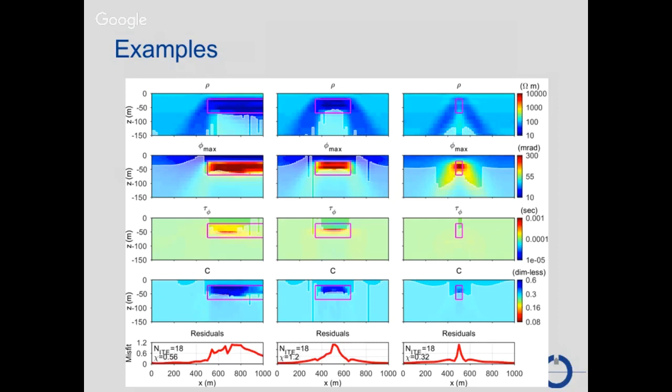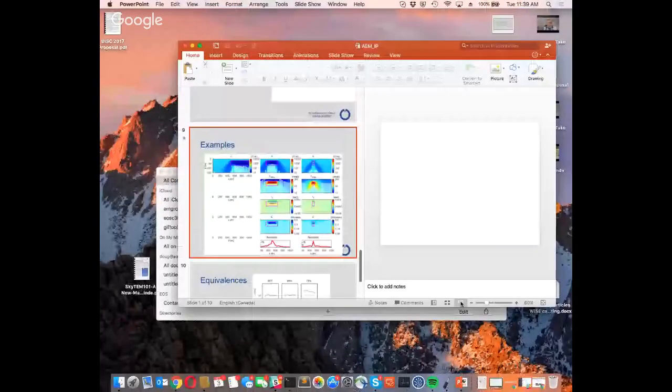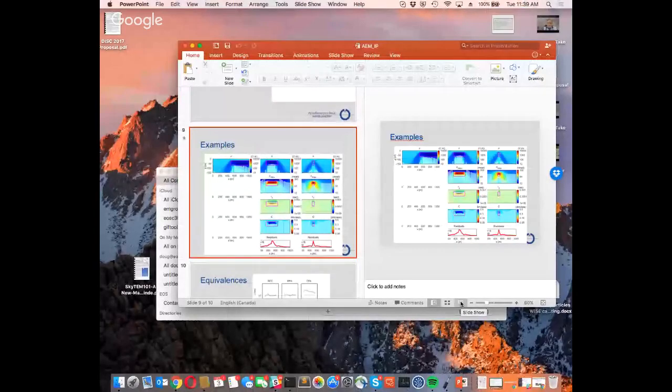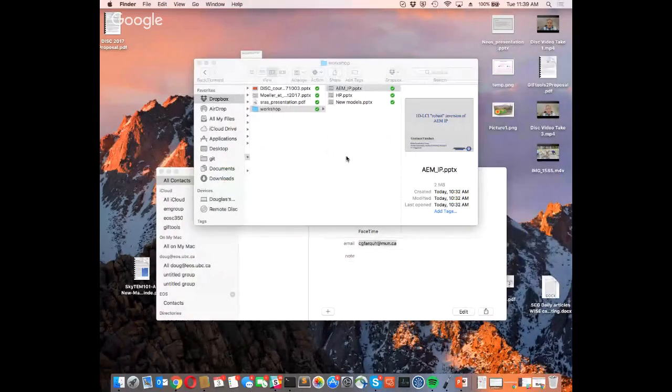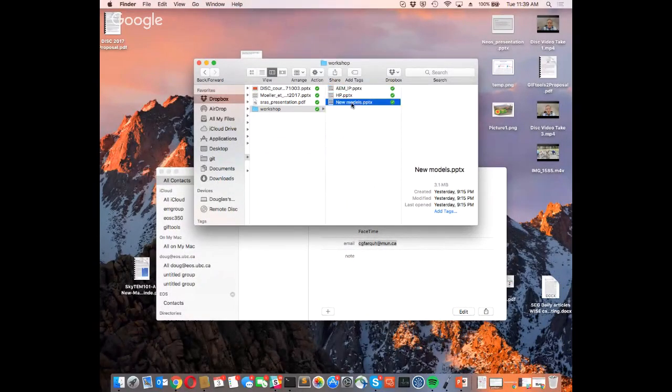Do you want to put the next one? Up to you. I have one presentation on different parameterization to show a bit more in detail how these look, and another one about hydraulic permeability. So, two different ones. Perfect. Which one would you like next? Let's start with the parameterization first. This one? New models, yes.